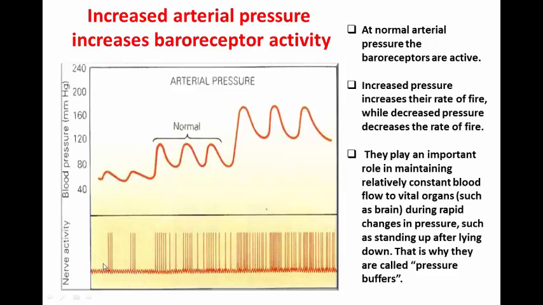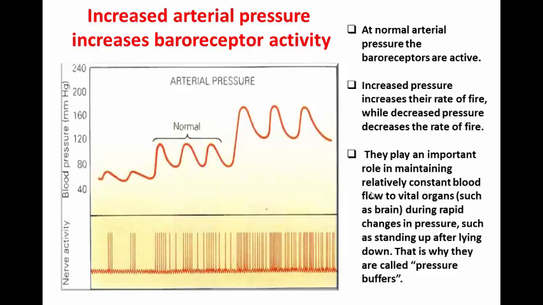So when the cardiovascular centers in the medulla oblongata receive low frequency action potentials from the baroreceptors, they would know that the blood pressure must have decreased. And when they receive high frequency action potentials from the baroreceptors, they would know that the blood pressure should have increased. The baroreceptors play an important role in maintaining relatively constant blood flow to the vital organs like the brain during rapid changes in the pressure.